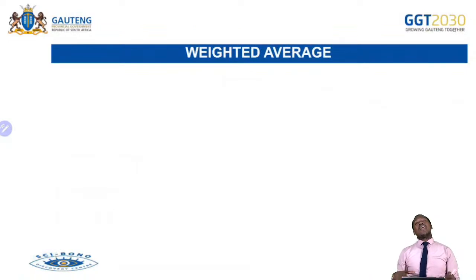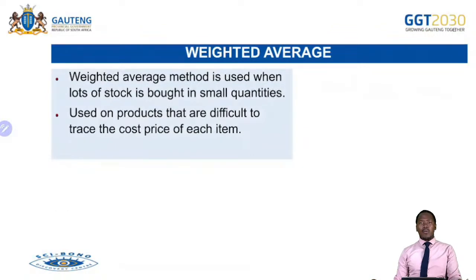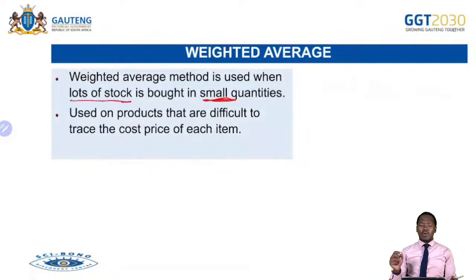Right, Grade 12s, we are now stepping off the FIFO method. Let us go to our second method, which is the weighted average method. Now, with our weighted average method, who must use weighted average? It's preferable or best suited for which product or which business? Now, if I'm selling a lot of items and I'm selling them in small quantities, lots of stock which are in small quantities.